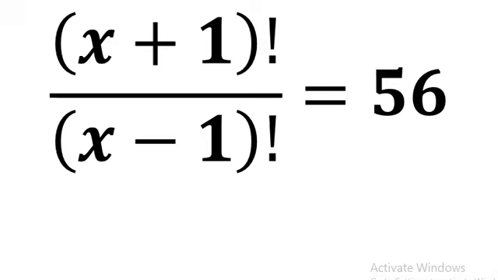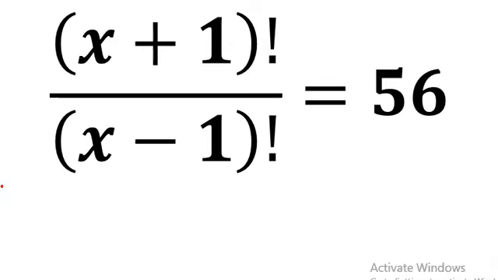Welcome to Utisa Mathematics. In this video, we are to solve (x + 1)! over (x - 1)! equals 56. This is a problem in factorial.